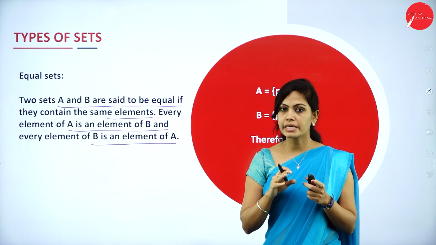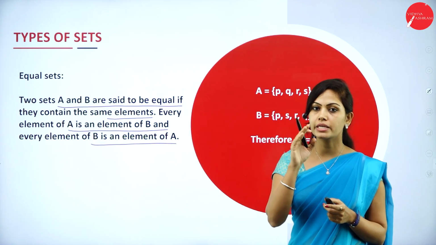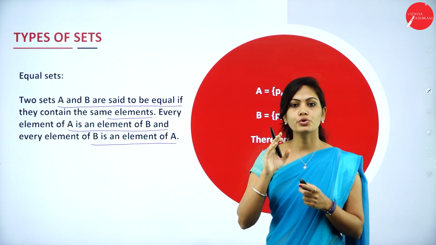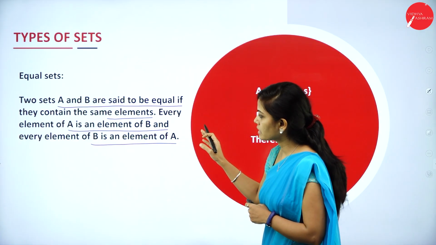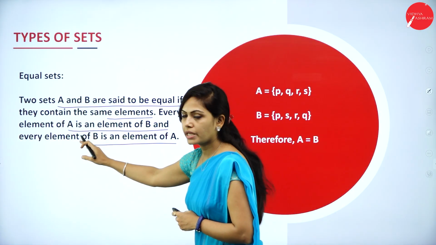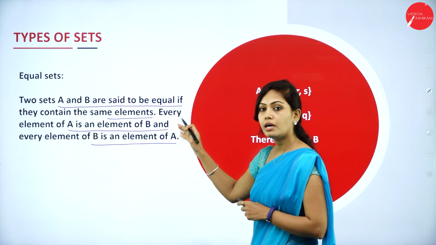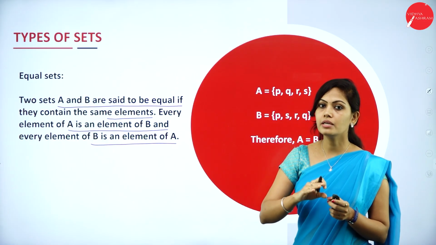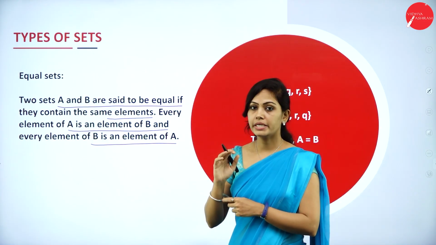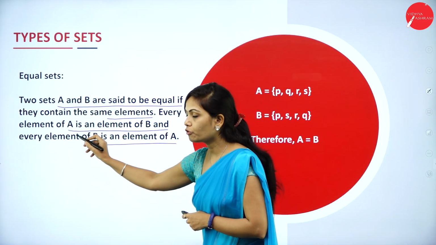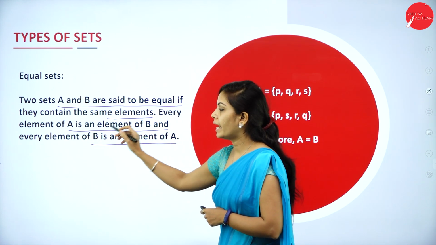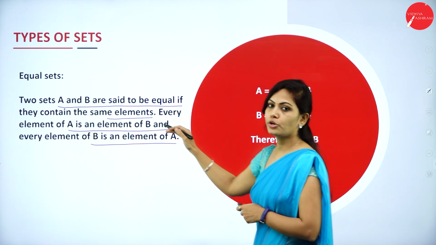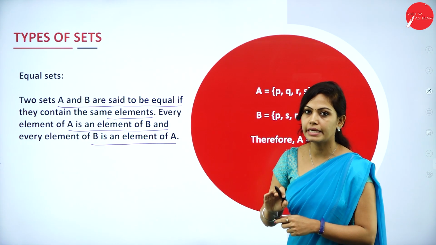But in equivalent sets, the cardinality of sets A and B or C should be the same. But in equal sets, all the elements of set A are elements of B, and all the elements of B are elements of A. This is called equal sets.